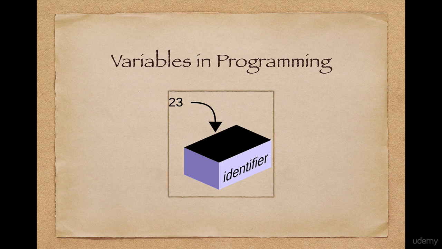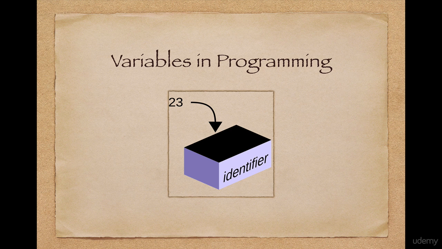Hi students, in this tutorial I want to talk about variables in programming. So what are variables actually? Variables are placeholders of data, and those data can be of a specific type.